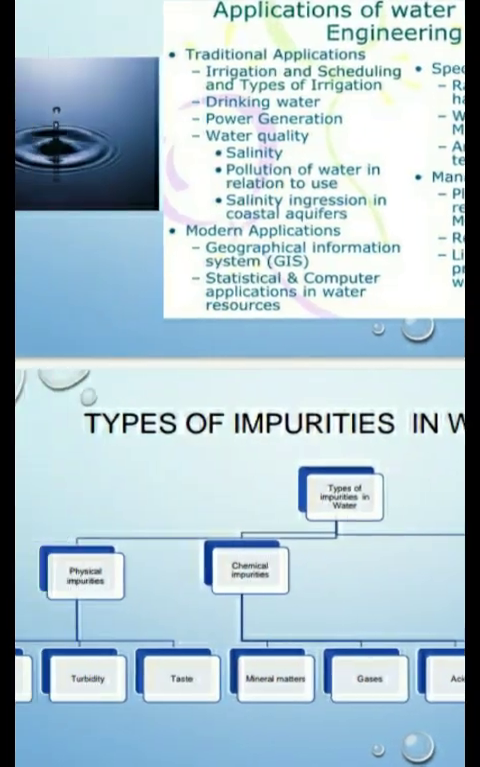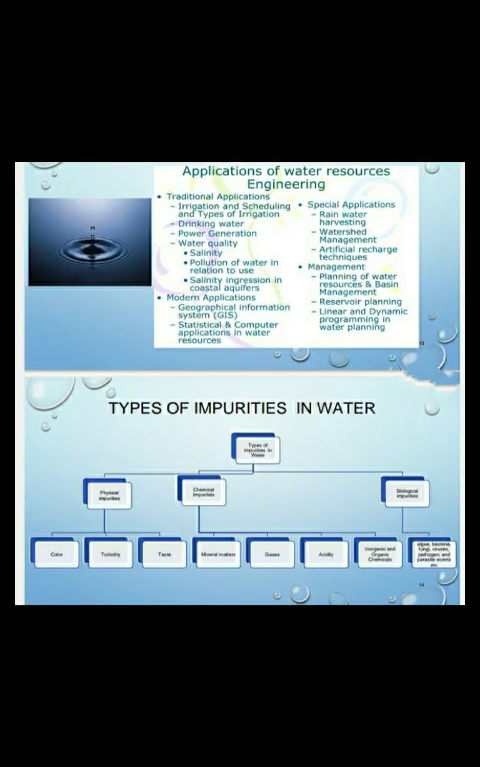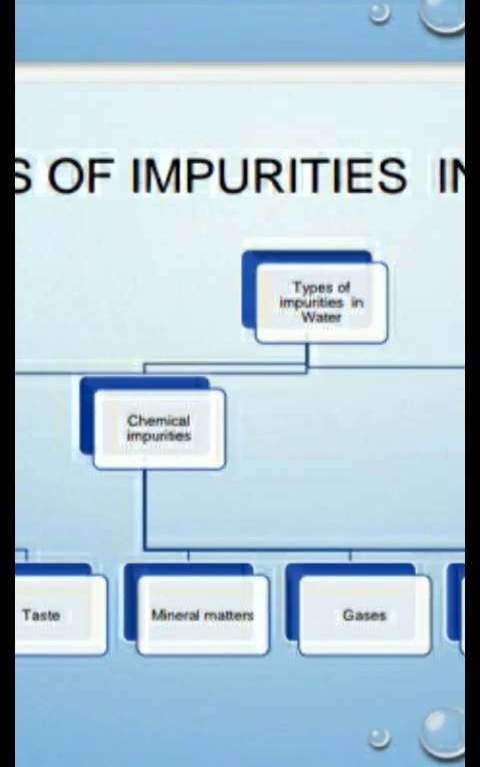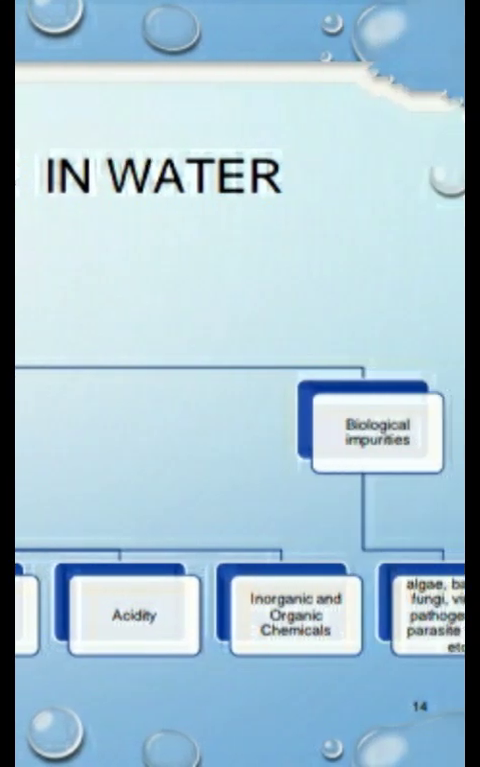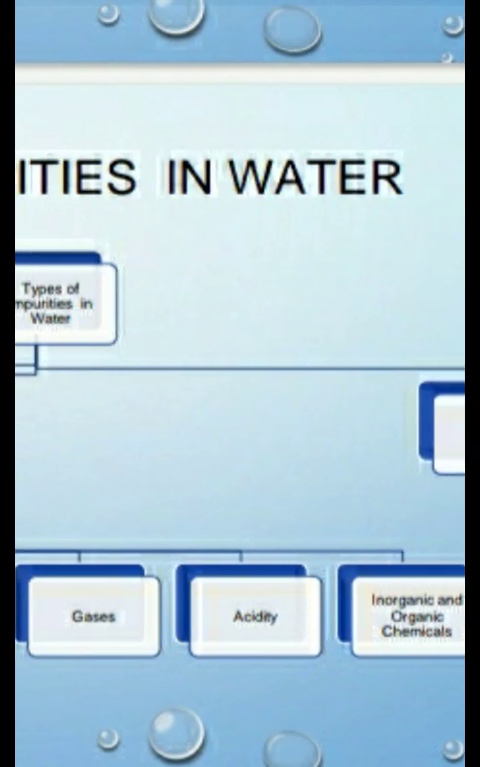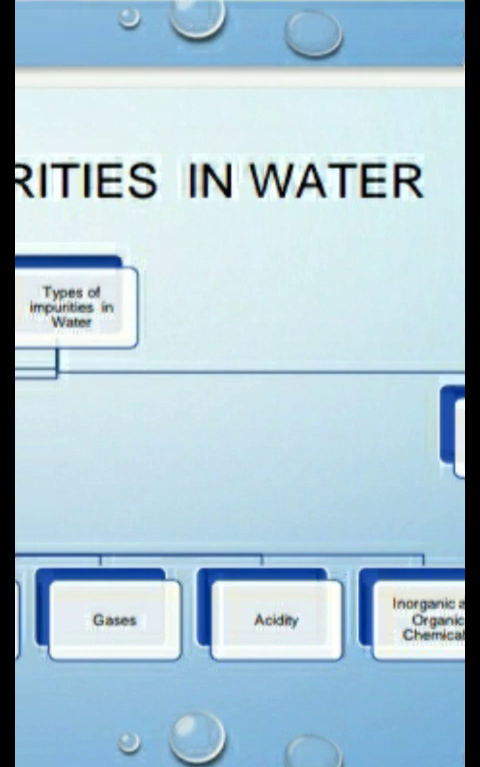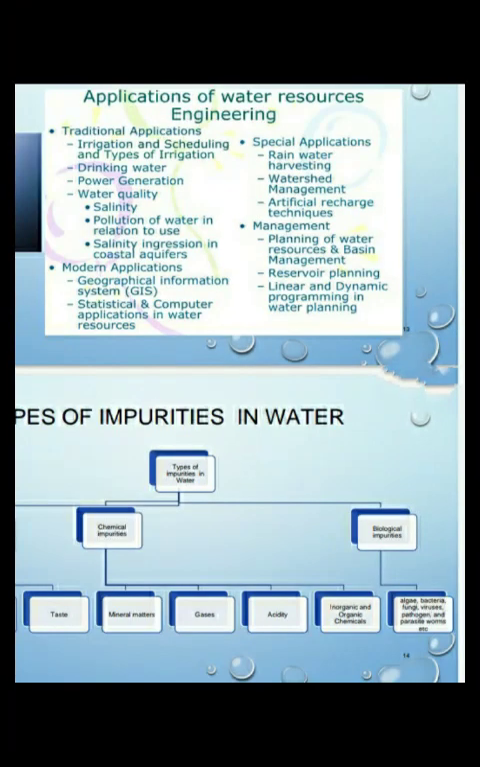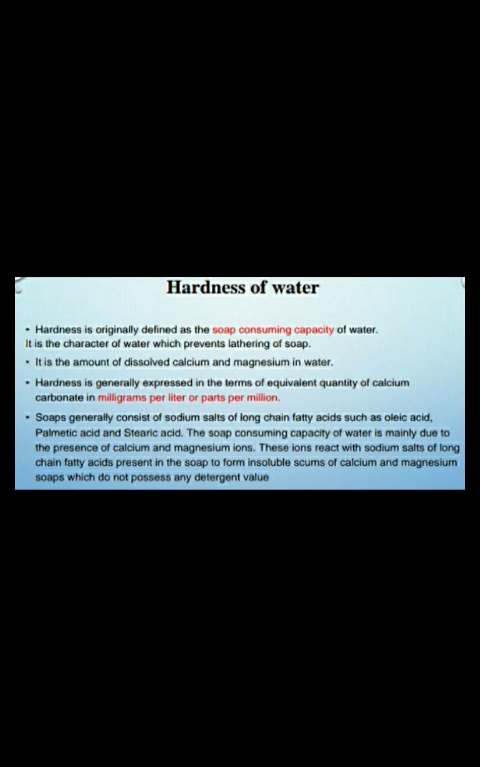Guys, in physical, chemical, and biological impurities, there are certain examples. In physical impurities: color, turbidity, and taste. In chemical impurities, mineral matters, gases, acidity, inorganic and organic chemicals are added in water, and they come under chemical impurities. Under biological impurities, algae, bacteria, fungi, virus, pathogens, parasites, worms, etc. come. So now from here we will start our chapter, that is hardness of water.